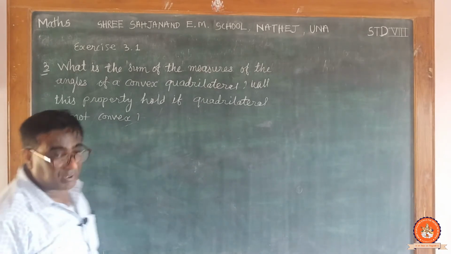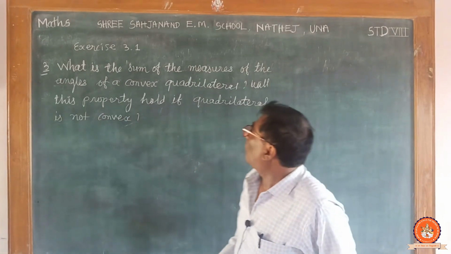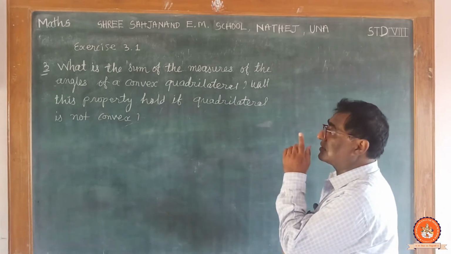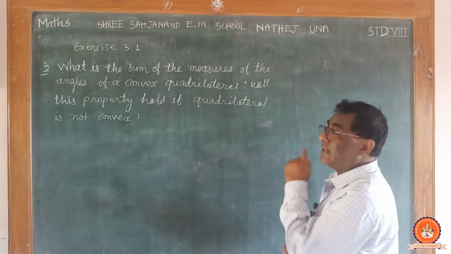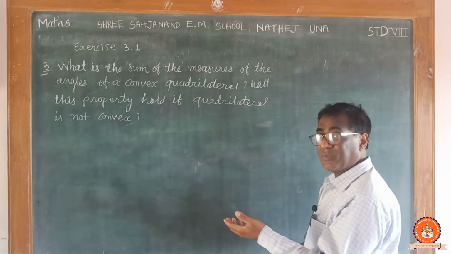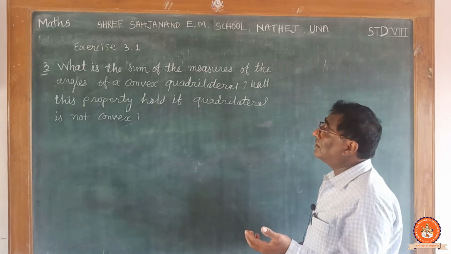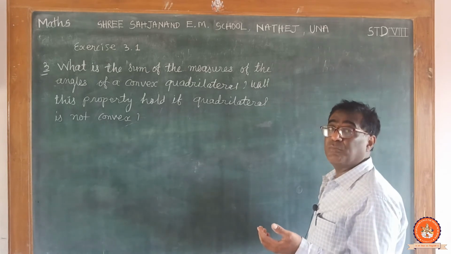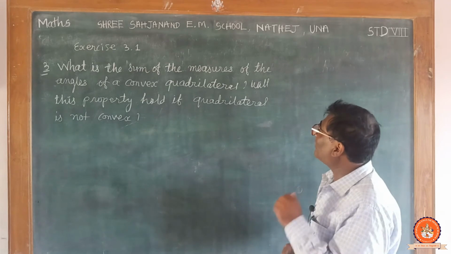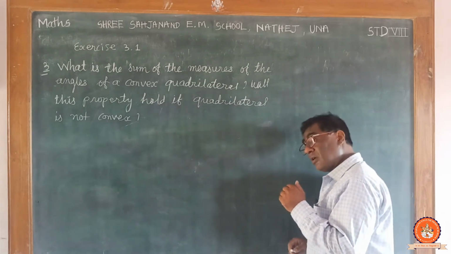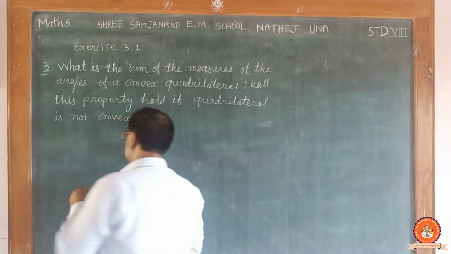Now question number 3. What is the sum of the measures of the angles of a convex quadrilateral? Just a few minutes ago we drew a quadrilateral and tried to find out the measures of the angles in a quadrilateral. Will this property hold if the quadrilateral is non-convex? See, look at it.